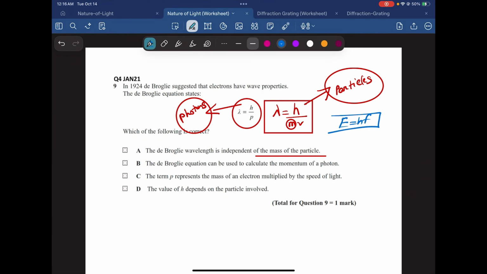This is another formula for photons, and we know c equals f lambda, right? c equals f lambda. So E equals hc by lambda. This is another formula that you guys should be familiar with. Okay, now let's move on to the next question.